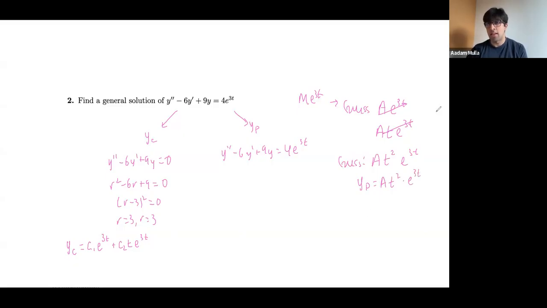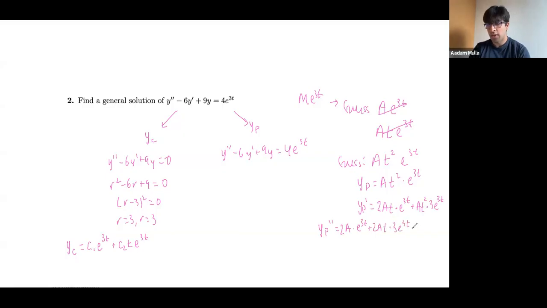Okay, let's see how bad this algebra is going to be, and then maybe we can cut it short. But the next thing you're going to do is take your guess and plug it into here. So to do that, we need to find y prime. The derivative of this guy is the derivative of the first, so 2at times the second, plus the first, so at squared, times 3e to the 3t. And please put in the chat if I make an algebra mistake, because there's a very high chance of that happening. Yp double prime is going to be, okay, derivative of this guy is derivative of the first, so 2a times the second plus the first times the derivative of the second.